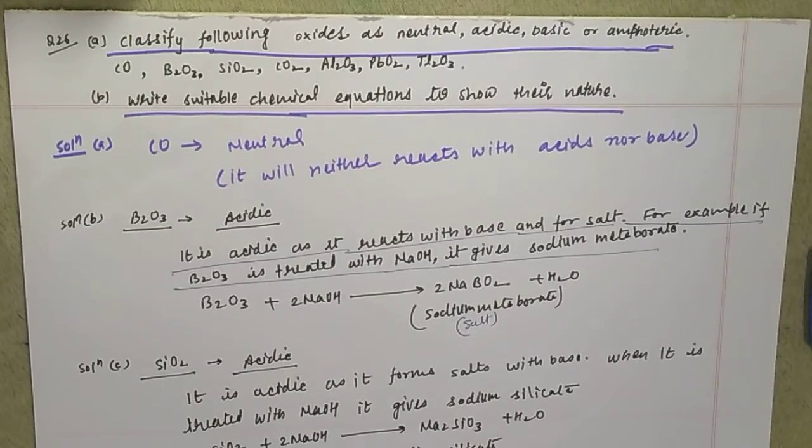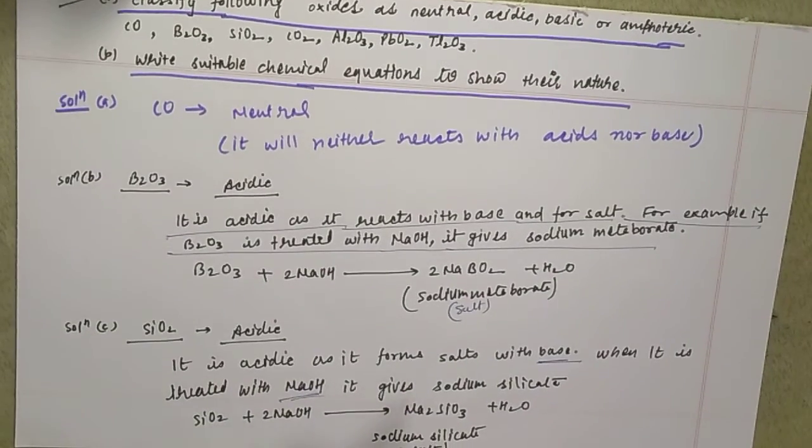So this is C, SiO2 is acidic. Why is it acidic? Because it reacts with the base and forms the salt. If you react it with sodium hydroxide, it will give sodium silicate and water.